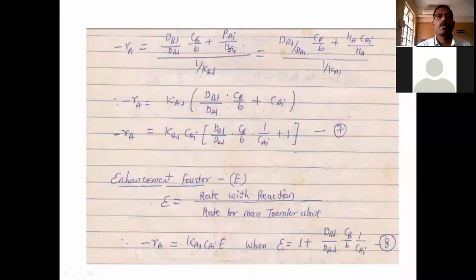So Pa upon Ha is equal to dBl upon dL into Cb upon B plus Ha into Cai. What is Pi? Pi is equal to Ha into Ci, upon Ha, 1 upon Kl. This Ha will be cancelled. So this equation we can write minus R is equal to Kl. We take this Kl right here, into dBl upon dL into Cb upon B plus Cai. And Ci we take common. So minus R is equal to Kl into Ci into this bracket, dBl upon dL Cb upon B into 1 upon Hi plus 1. Equation 7.